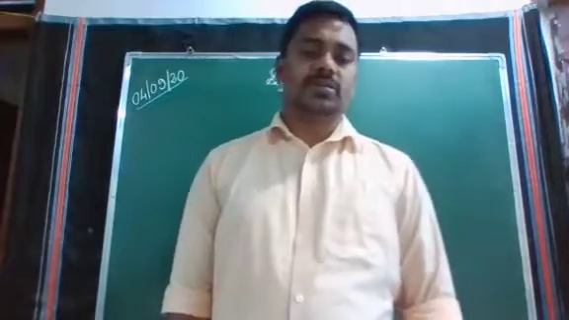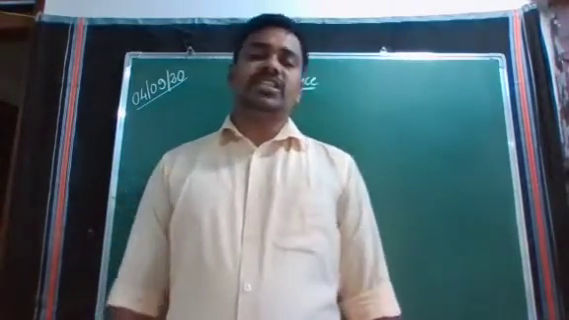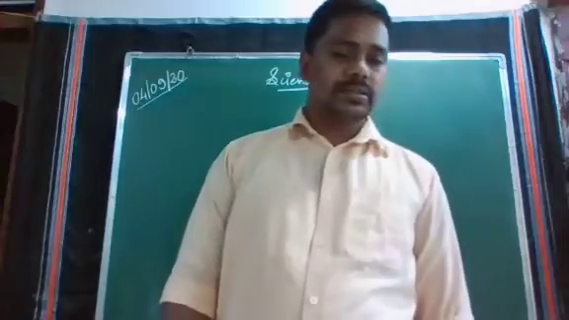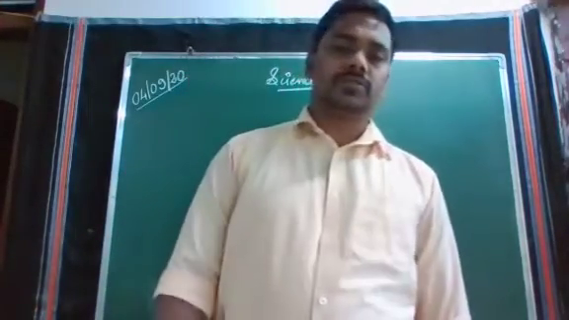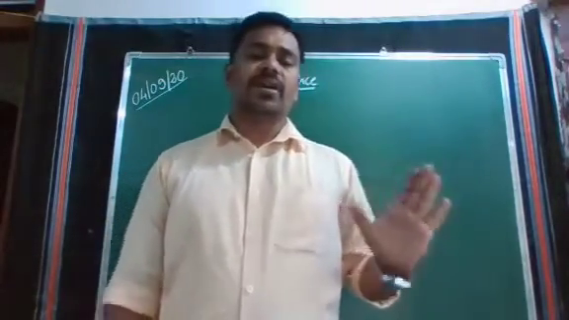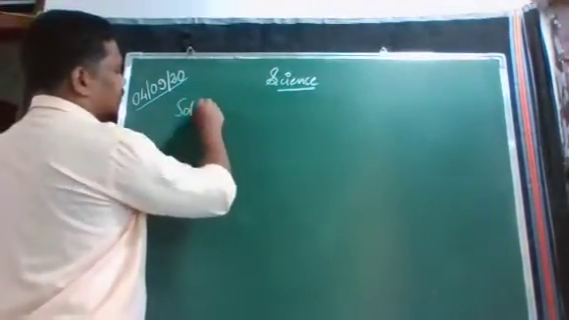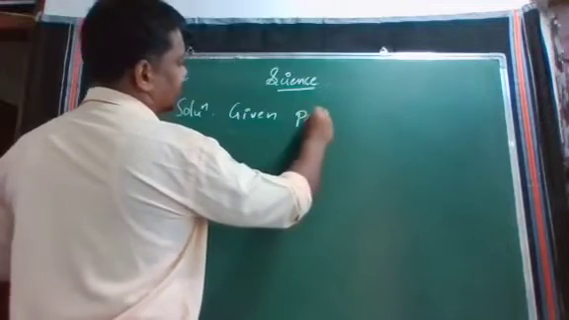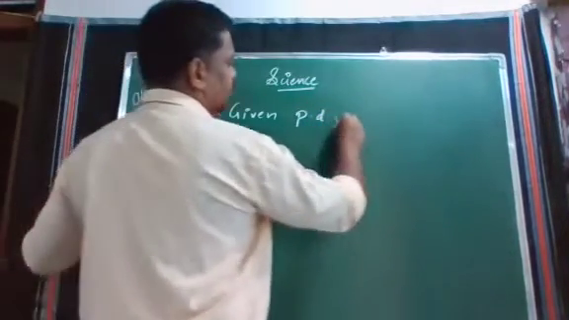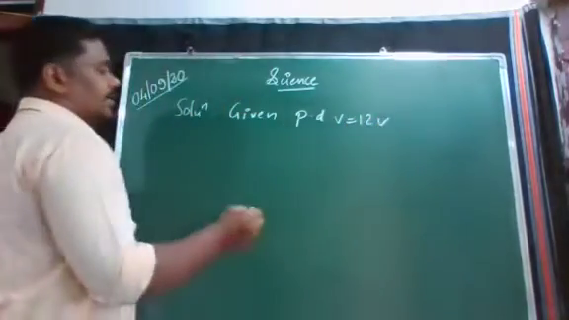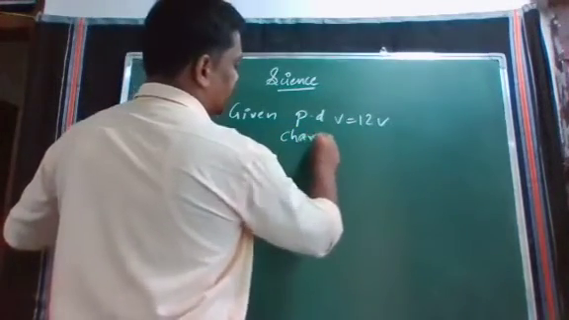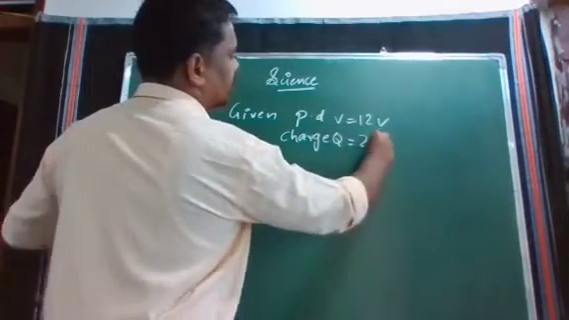Okay. Here is one question. I will read the question. How much work is done in moving a charge of 2 coulomb across 2 points having potential difference 12 volts? So, we want to find the work done, in joule. Solution: given that potential difference PD, which is in volt, is equal to 12 volts. And what is given next? Net charge Q is also given, is equal to 2 coulomb.